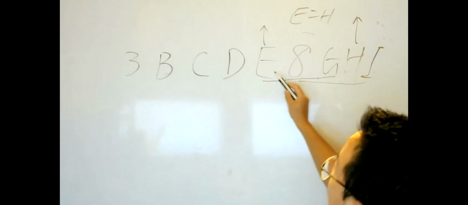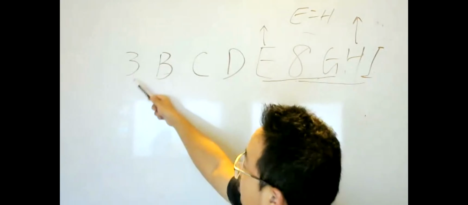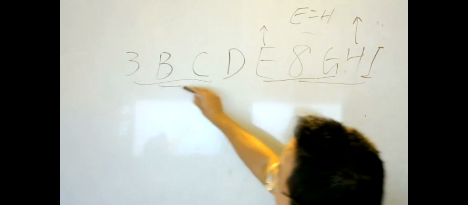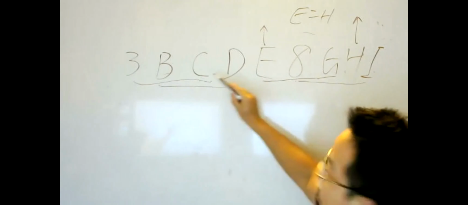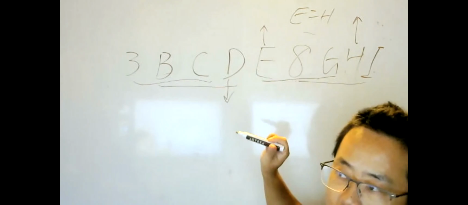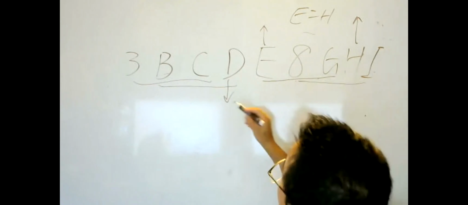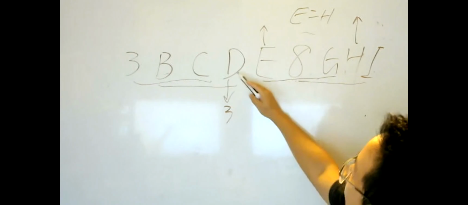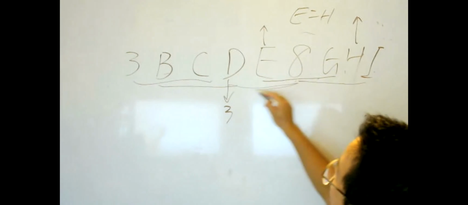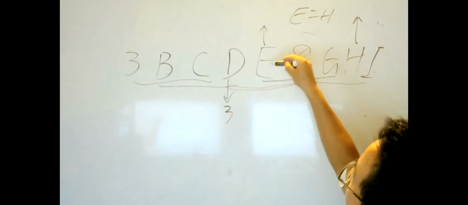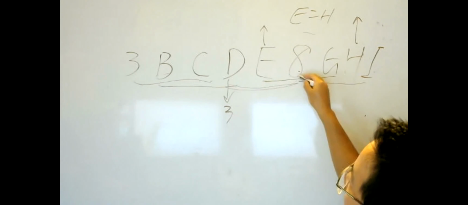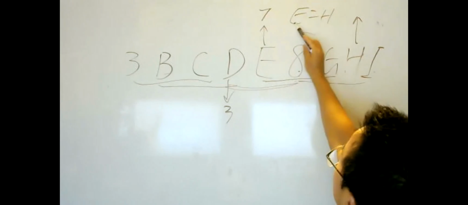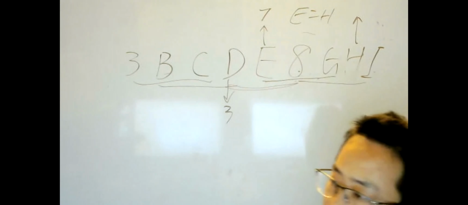So now we just look at this part. This is the next known number, right? So 3BC and BCD must be equal. So D must be 3. Yes, I see a lot of people raise hands. So D must be 3. And then, okay, bingo. We look at this 3. We have 3, 8, E, right? 3 plus 8 is 11, so E must be 7, right? And then E is equal to H, so we know H is 7.